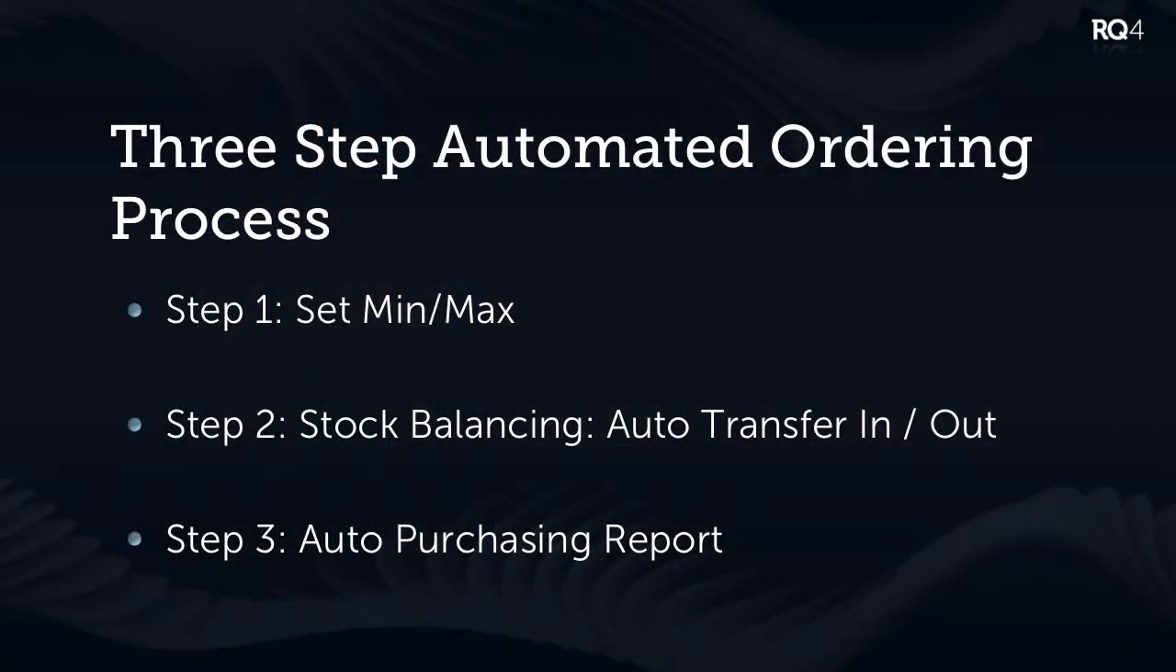The first part, step 1, is you have to set up your min-max. RQ4 has to know inventory level-wise, minimum and maximum values at all stores before it's going to be able to effectively help you auto-order.